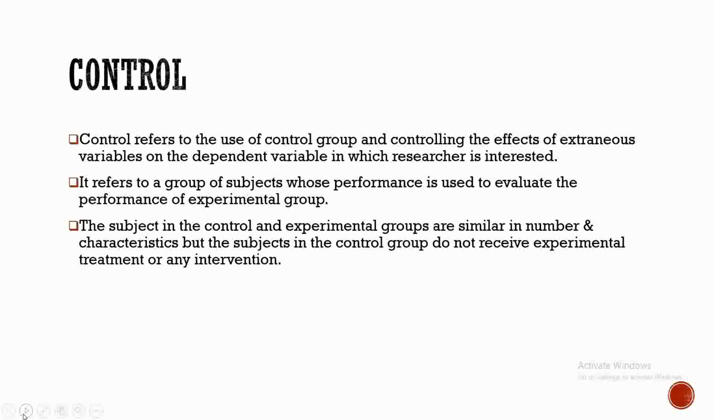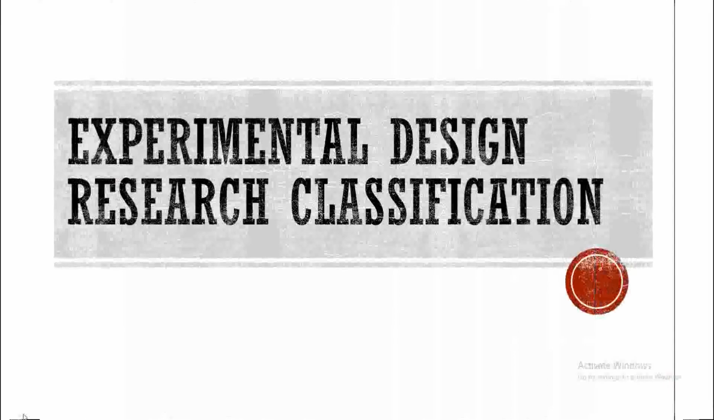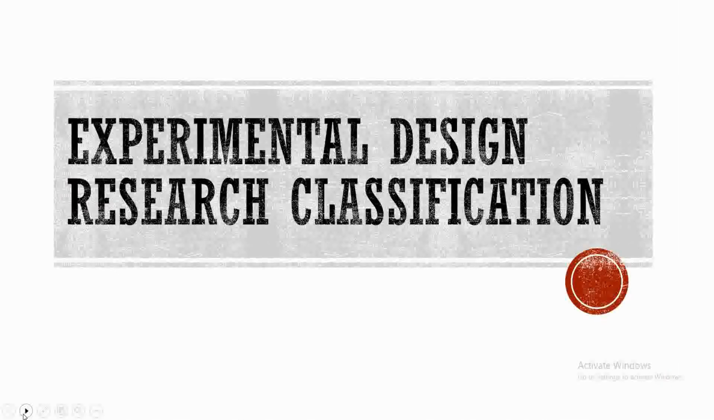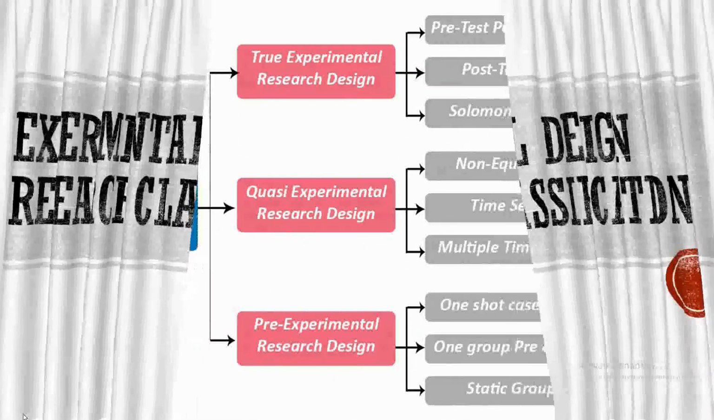A control group refers to a group of subjects whose performance is used to evaluate the performance of the experimental group. The subjects in the control and experimental groups are similar in number and characteristics, but the subjects in the control group do not receive the experimental treatment or any intervention. Experimental design research is classified into three types.